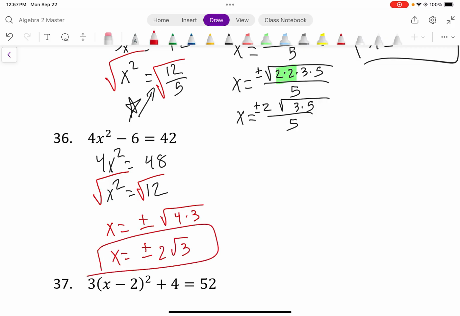The square root of 4 is 2. That's where that 2 comes from. There's no more square root of 4. Square root of 3 cannot be simplified any further.